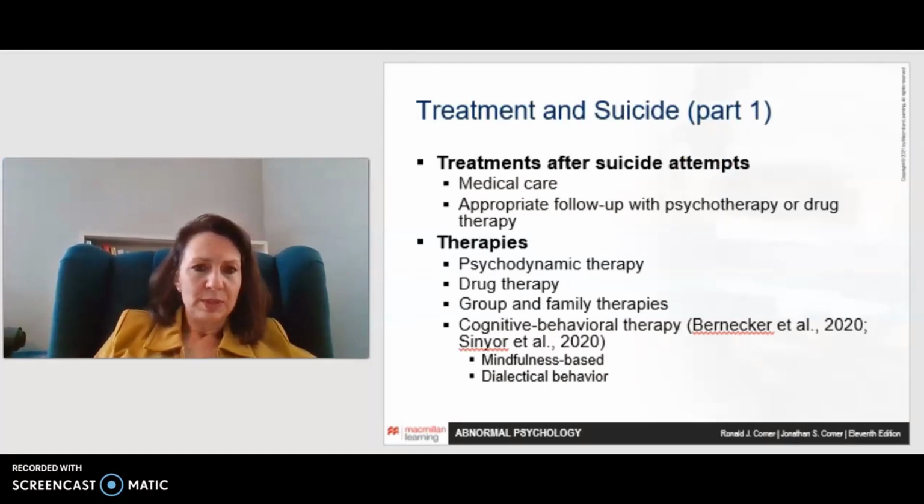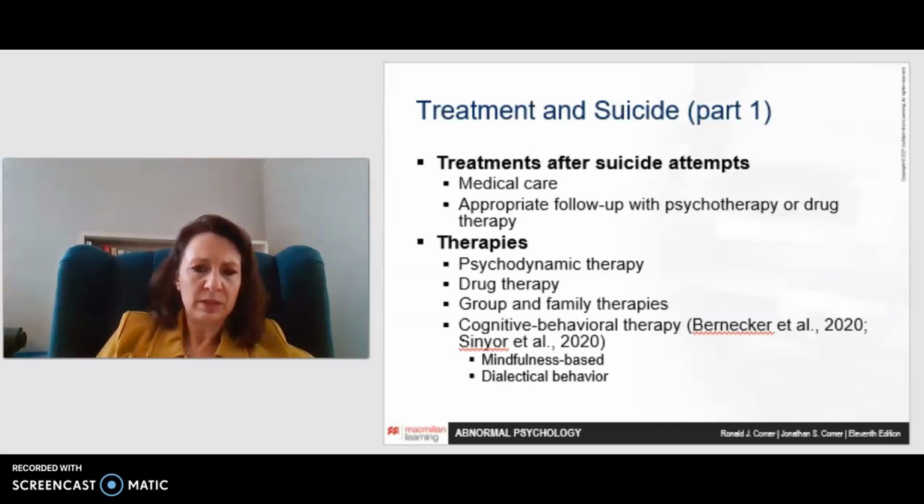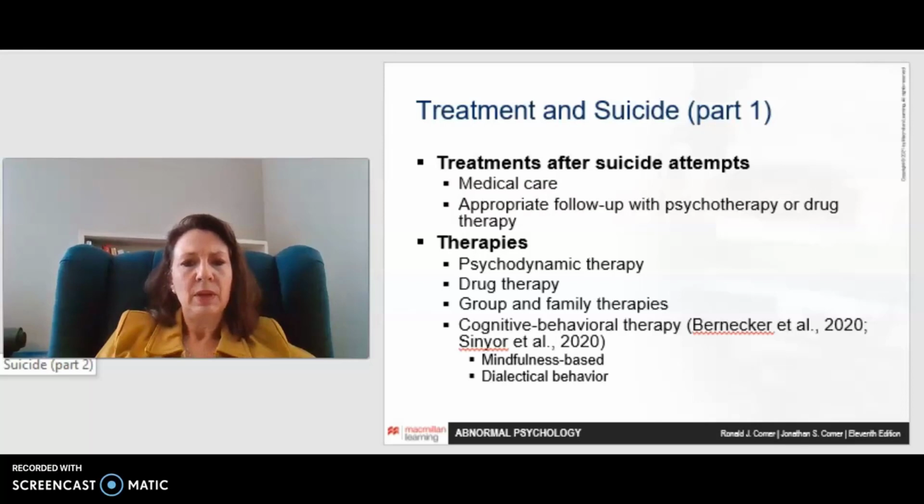In terms of treating suicide, treatments after suicide attempts include medical care and appropriate follow-up with psychotherapy or drug therapy. We've talked about the psychodynamic therapies and drug therapies. There are also group and family therapies and cognitive behavioral therapy. A couple of those that are prominent today are mindfulness-based and dialectical behavior therapies.